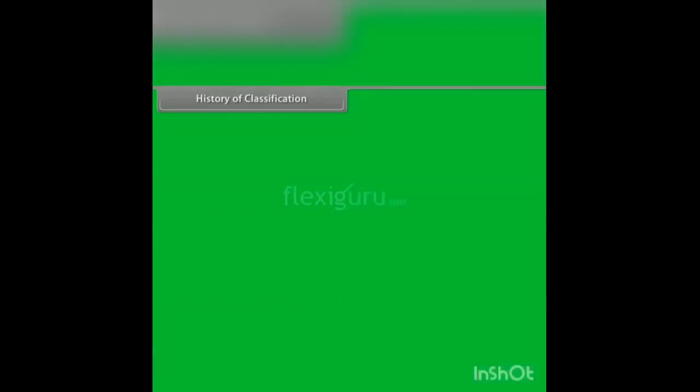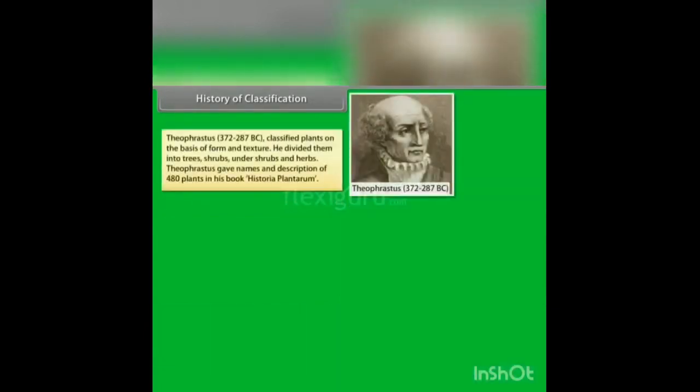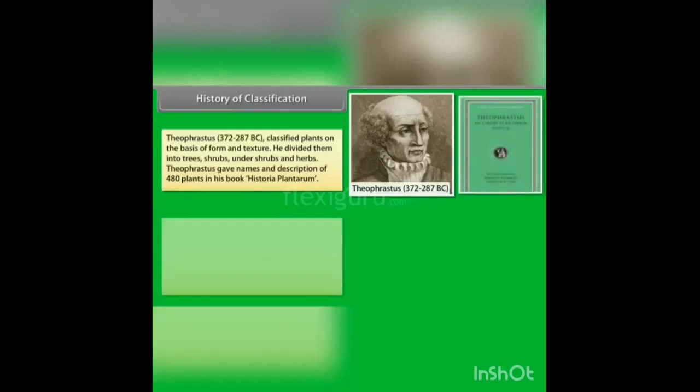Next comes Theophrastus, in year 372 to 287 BC. He classified plants on the basis of form and texture. He divided them into trees, shrubs, undershrubs, and herbs. Theophrastus gave names and descriptions of 480 plants in his book Historia Plantarum.